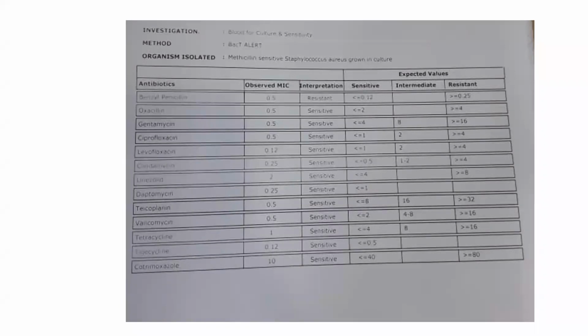So what is the observed zone? 21 millimeters, 25 millimeters, 4 millimeters. That is the disk diffusion. So that is a disk. They should write that the sensitivity is analyzed using the disk diffusion method. So that methodology they have to mention. Any good lab will mention the methodology by which they have done the sensitivity tests.